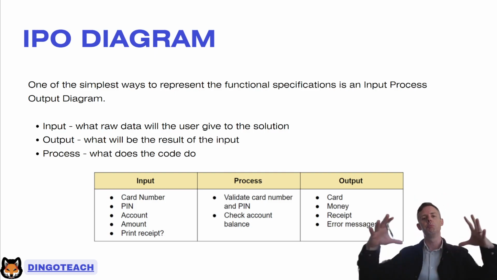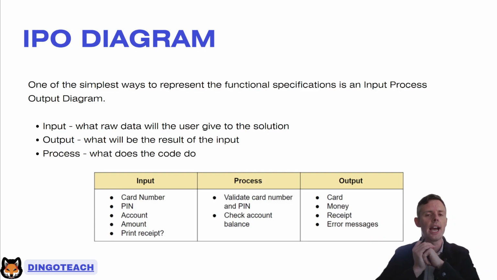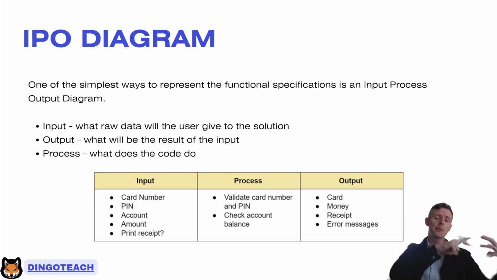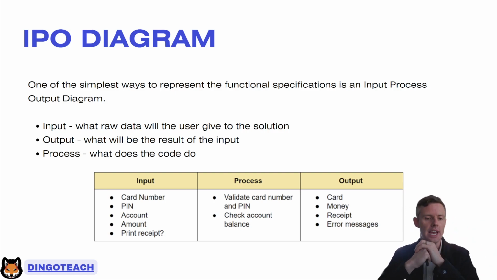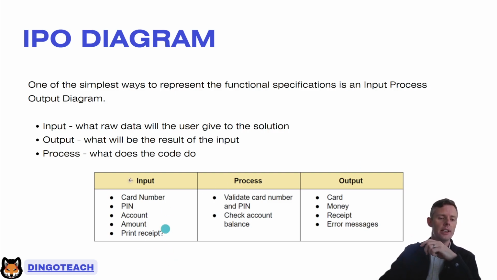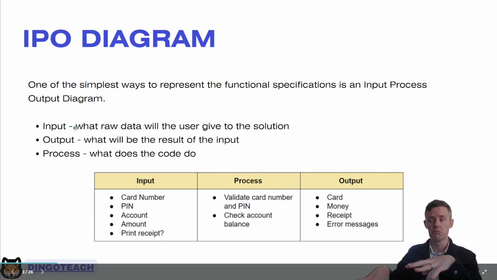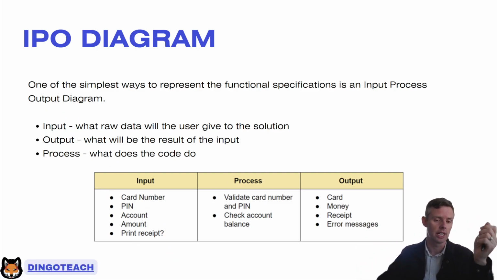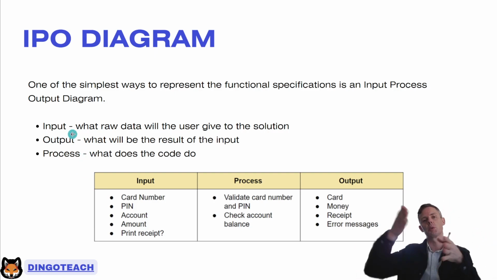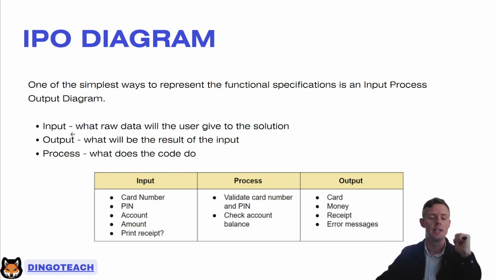This is big picture stuff. It's looking at what the user puts into the program, what happens to what they put into the program, and then finally what comes out of our program. Input is what the user puts in or anything that the software generally gets. Output is essentially the result of everything happening. And then finally, what is the code actually going to do?